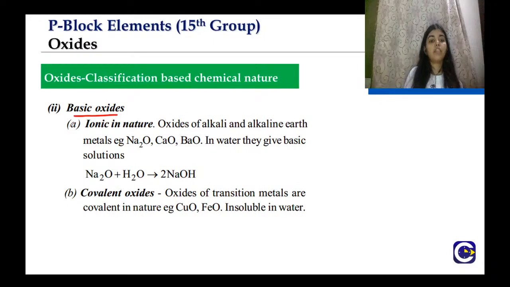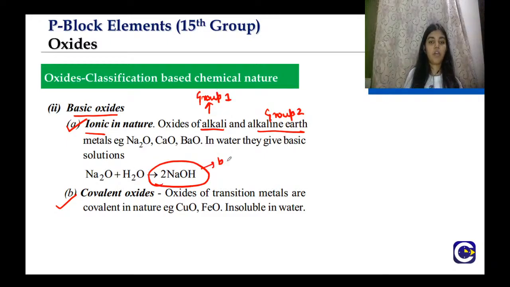Basic oxides can be ionic in nature and also covalent in nature. Oxides of alkali and alkaline earth metals, that is group 1 and group 2 metals, are ionic in nature and also basic in nature. Why? Because they produce a base on treatment with water. For example, Na2O with water produces NaOH, which is a base. So the oxide is basic in nature.